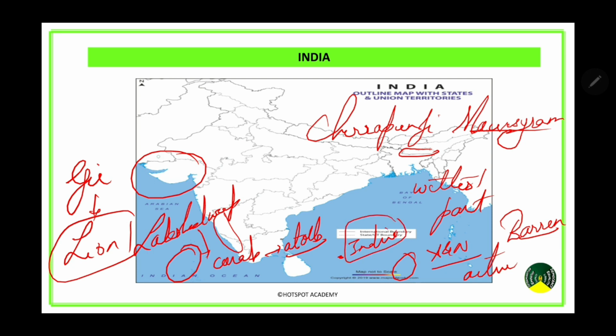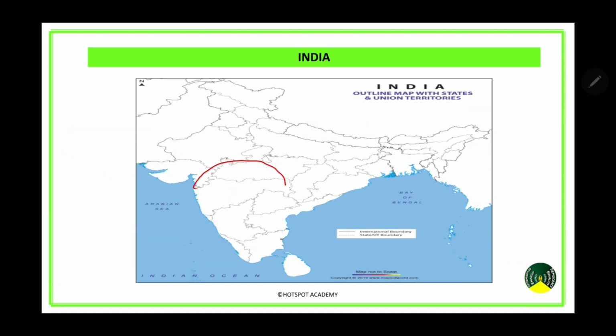Are we clear? Apart from this, there's a line passing through India. It's known as the Tropic of Cancer, right? Okay, so I hope all these points are clear to you. Apart from this, if you locate here, we have the Deccan Plateau. Now the Deccan Plateau is again famous for what? Black soil. And black soil is famous for cotton, right?